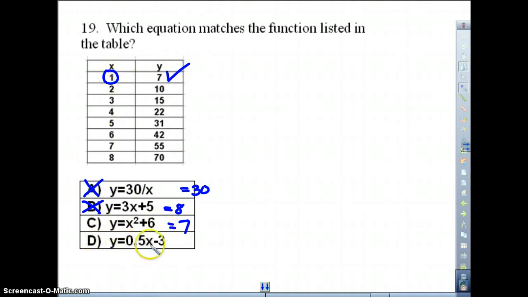1/2 times 1, or 0.5 times 1, is 0.5. Subtract 3 is -2.5. I'm thinking the answer is C.